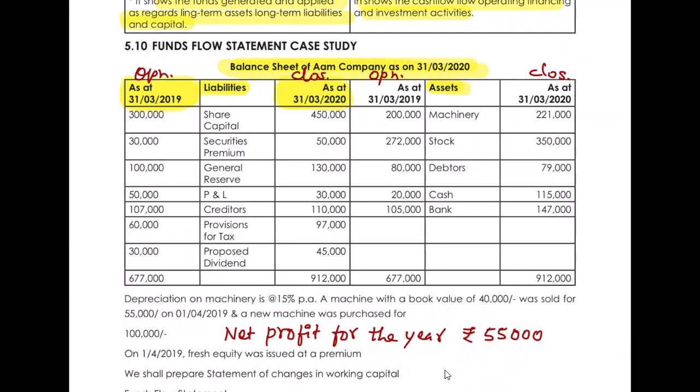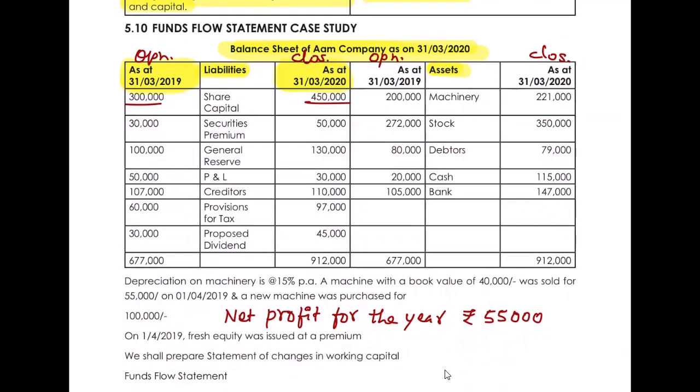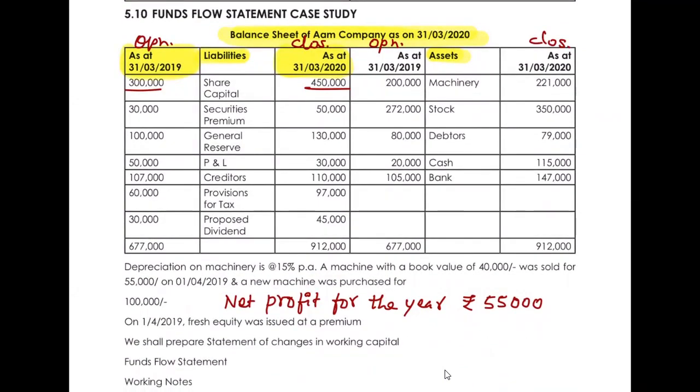Moving on, you can see that earlier your share capital was 3 lakh, now it is 4 lakh 50,000. So that means there is a change in your share capital. That means some shares might have been issued, my dear. So there would be some information given downstairs, downstairs means downside. In the same way, you can see there is a change in securities premium, it has increased from 20,000. So you might have received some premium. Then you have general reserve balance increased by 30,000, P&L increased by 20,000, creditors increased by 3,000, provision for tax increased by 37,000, proposed dividend.